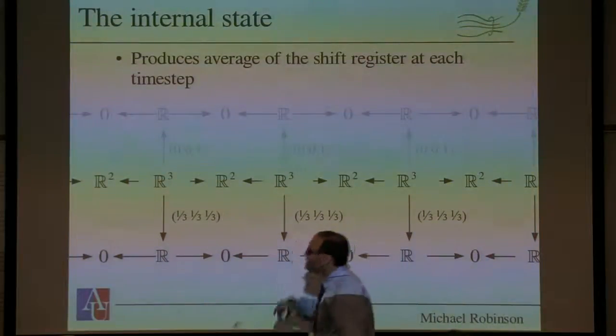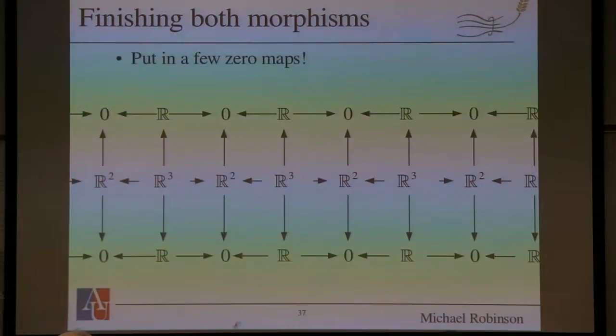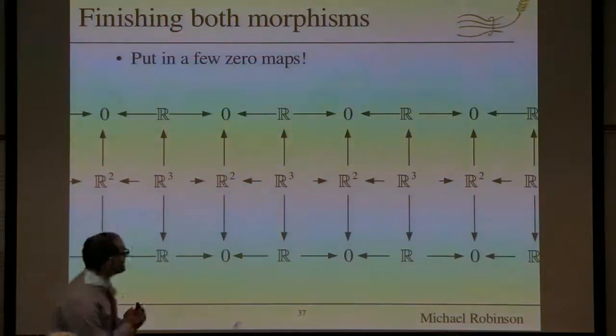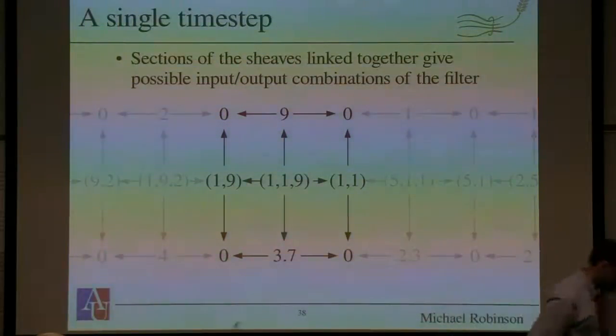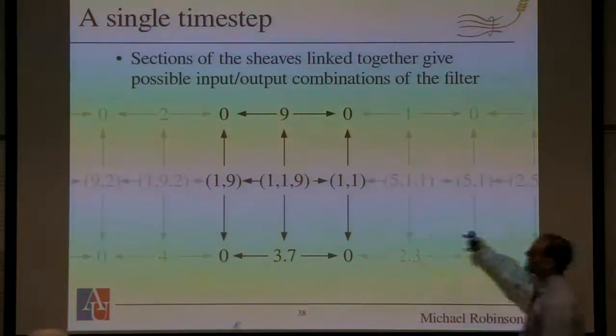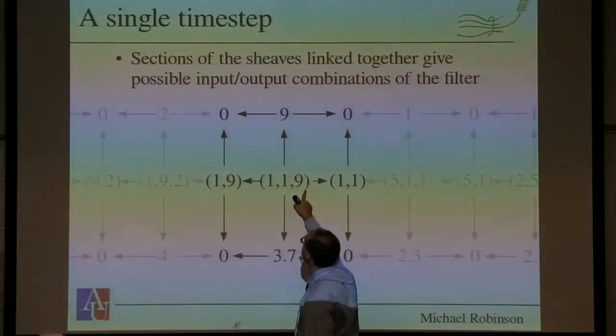OK, great. So that's nearly everything. And then there's a bunch of zero maps that I need to put in there. And now this thing is a pair of sheaf morphisms. And there we are. And that's it. That's the construction. So that's kind of neat. Of course, that's kind of handy. And so, for example, you can look at the state of this filter at any given time. That's the state of the internal state.